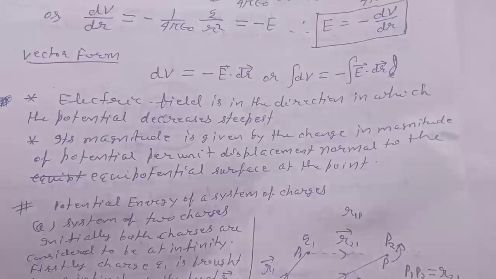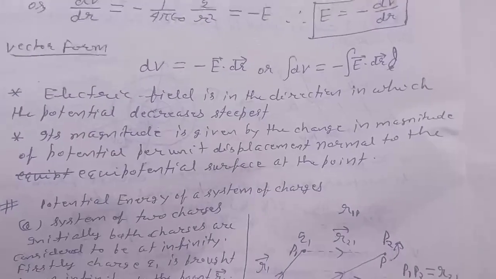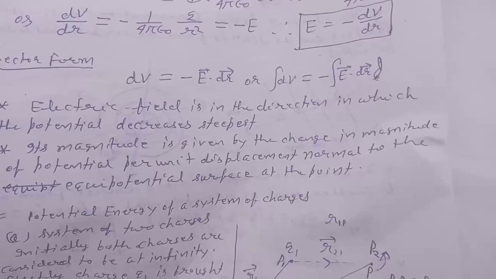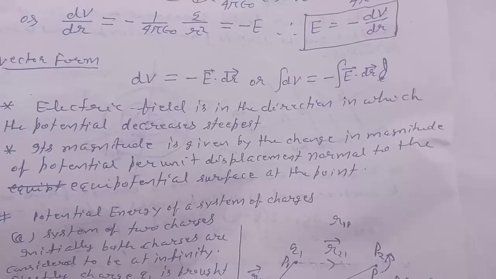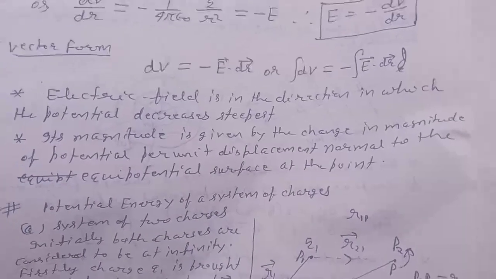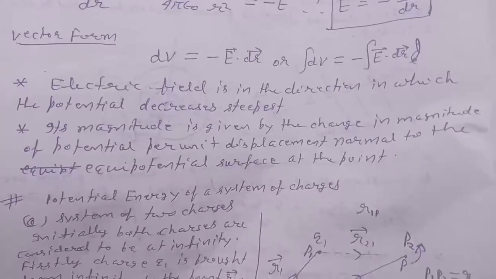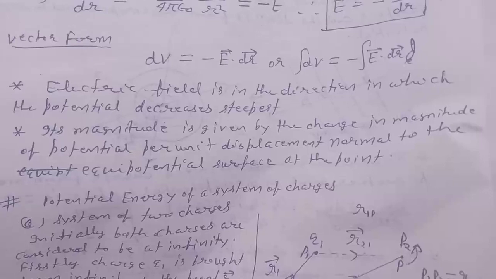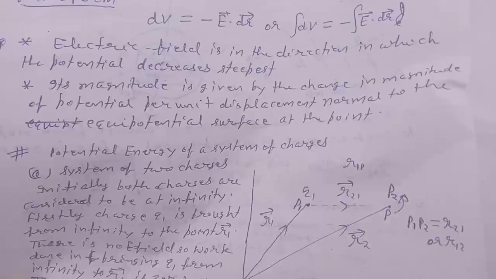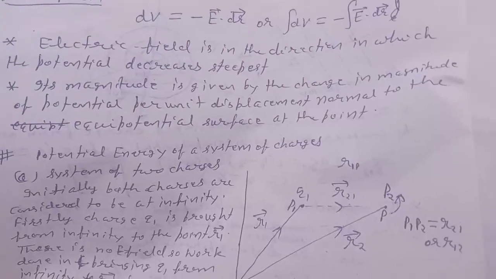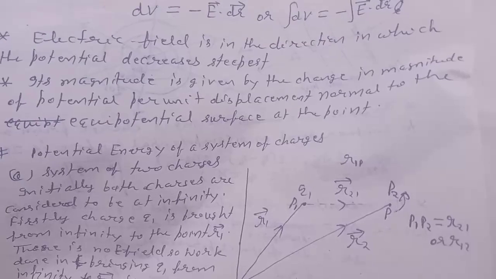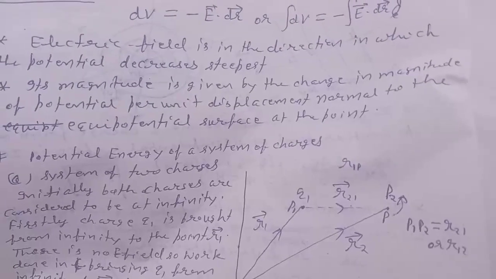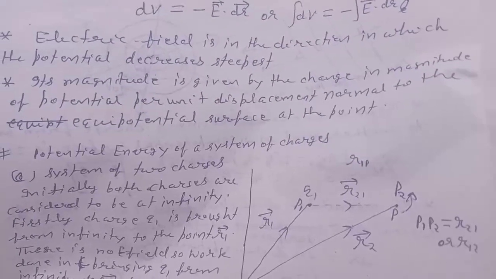In vector form, dV equals minus E vector dot dr vector, or integration of dV equals minus integration of E vector dot dr vector. Electric field is in the direction in which the potential decreases steepest. Its magnitude is given by the change in magnitude of potential per unit displacement normal to the equipotential surfaces at the point.